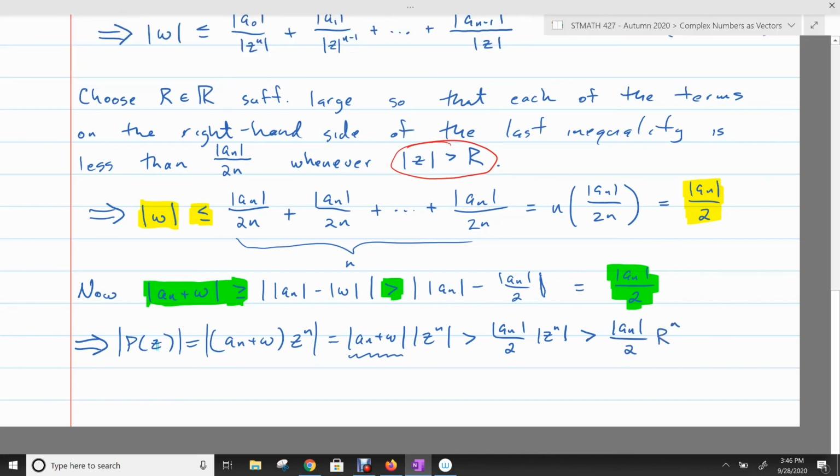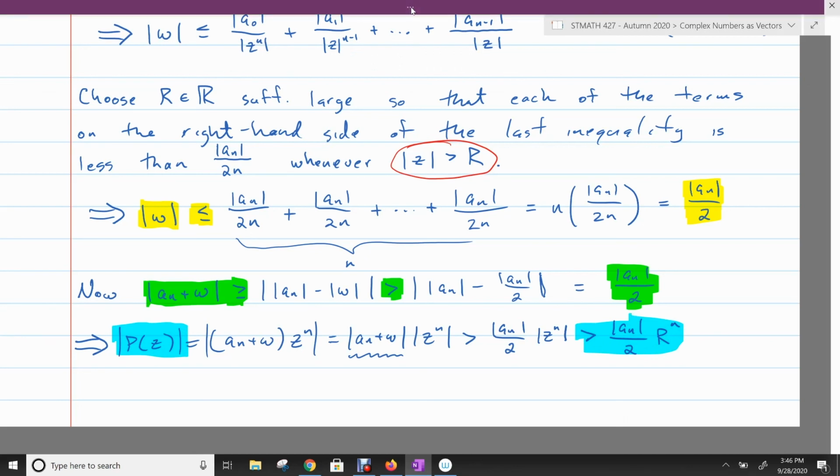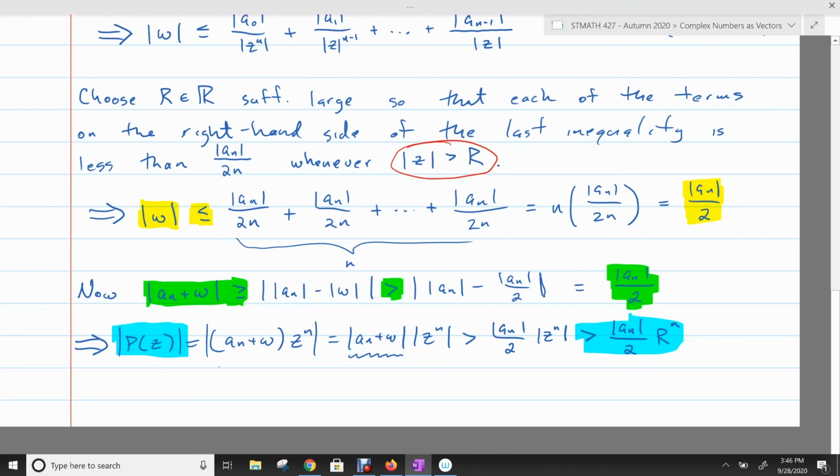What's important here is that the modulus of our polynomial is greater than the term at the end. And if you invert both sides of an inequality, it reverses the inequality. So I'd get 1 over the modulus of p of z would be less than the reciprocal of the other side, which would be 2 over modulus a_n times r to the n, which I believe is what we wanted to prove.